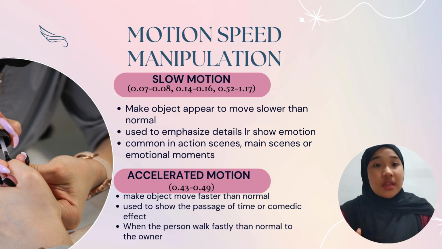Okay, now we discuss motion speed manipulation. We have slow motion and accelerated motion. Slow motion makes objects appear to move slower than normal, and it is used to emphasize detail, show emotion, command an action scene, main scene or emotional moment. We use slow motion mostly in the video. Accelerated motion makes objects move faster than normal, used to show the passage of time or comedic effect.